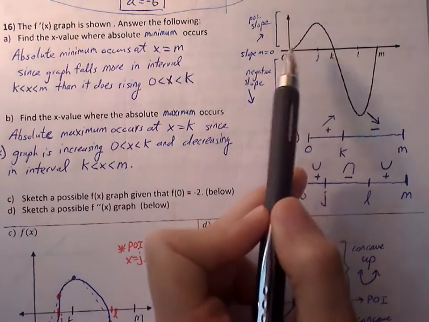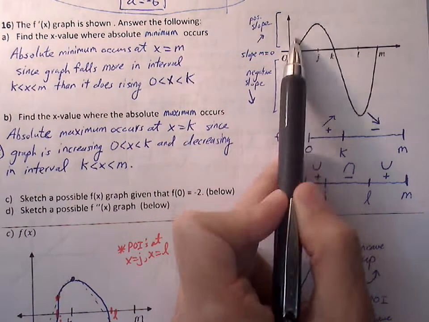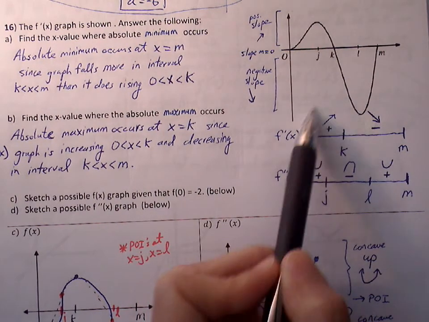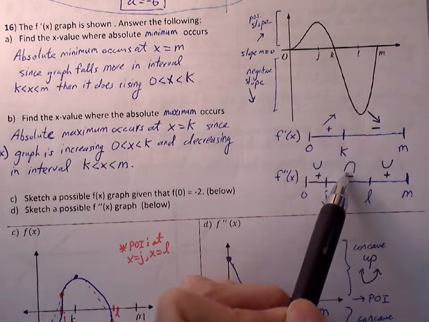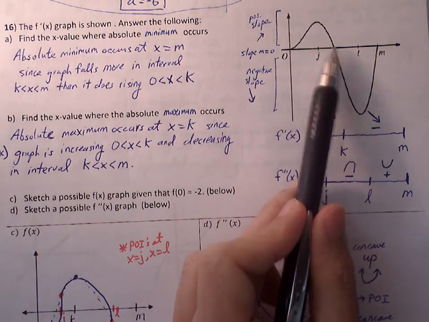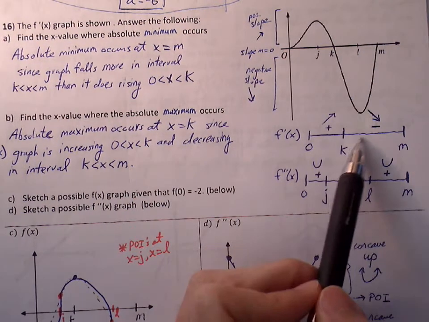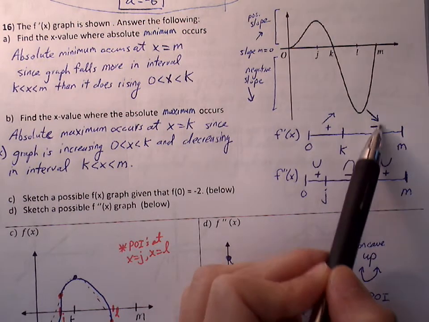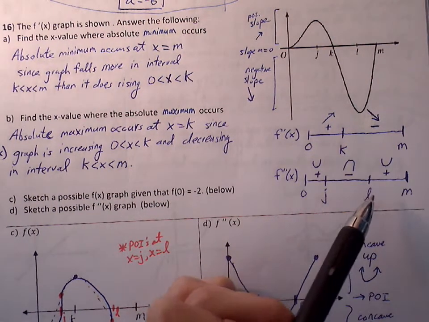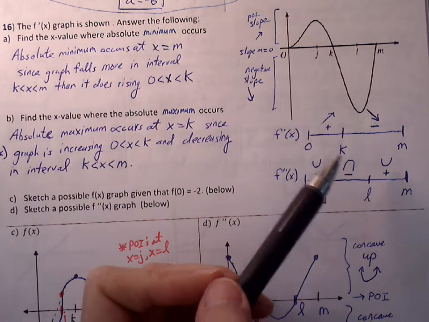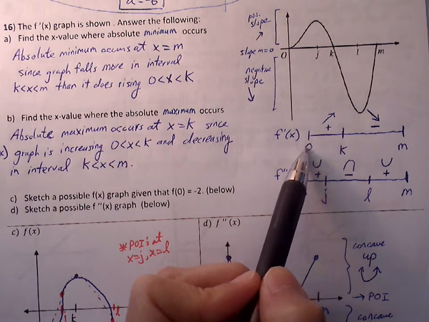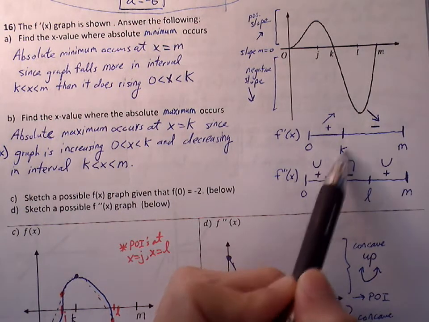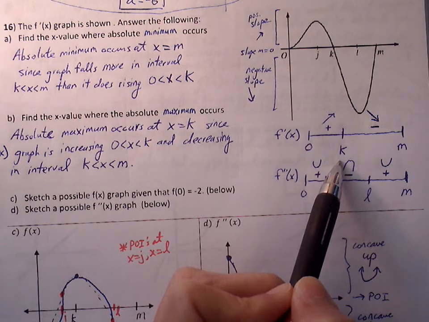Between 0 and k, I know my graph is above the x-axis. That's going to indicate my original graph is going to be rising all the way from 0 to k. And then from k to m, all this is below the x-axis, so I know that on my original graph, my slope is going to be negative from k to m. So I know that the graph is going to rise to k, and it's going to fall after that. So we know k is going to have to be the absolute maximum.